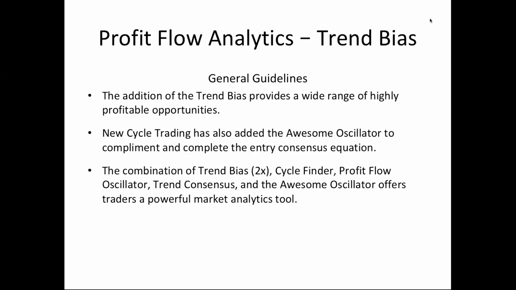But as we evaluated the integrity of the signals, we found that it was very important for us to add the Awesome Oscillator back in, and you're going to see exactly why that is here in just a few minutes. So the combination of the trend bias, which shows twice on our chart, the cycle finder, the profit flow oscillator, the trend consensus, and the Awesome Oscillator, this combination of factors actually offers a very simple yet powerful market analytics tool that any trader can work with and be successful with.